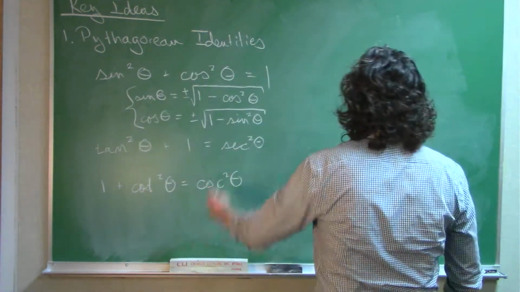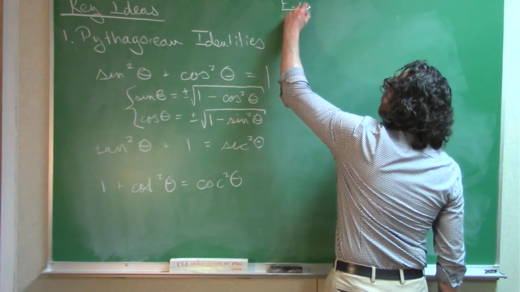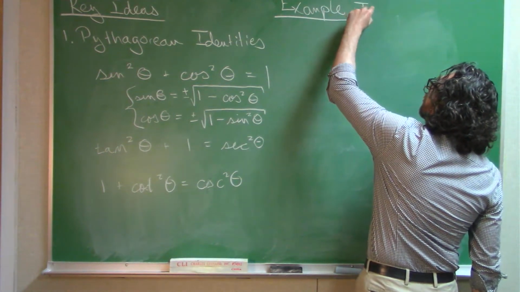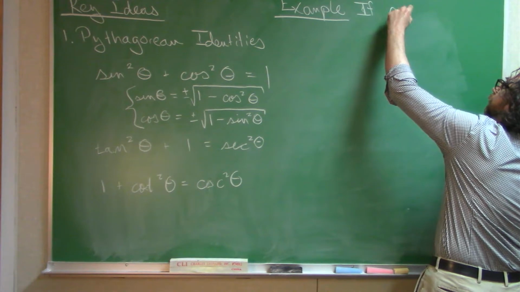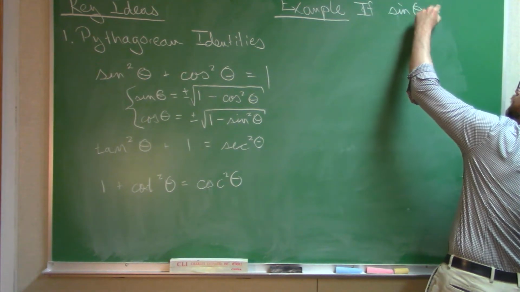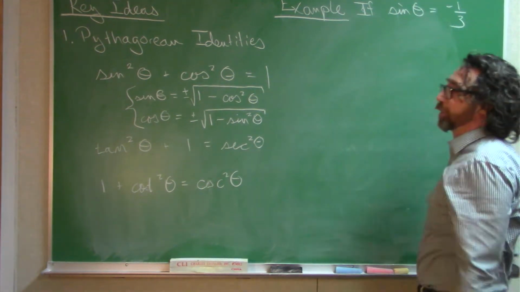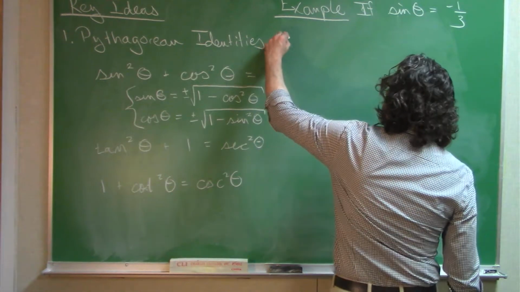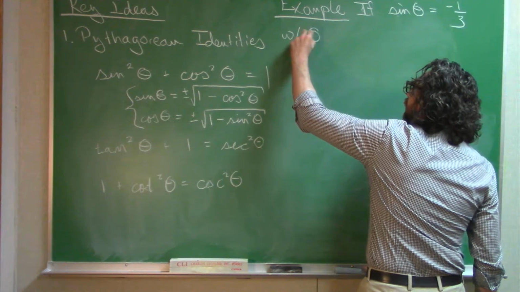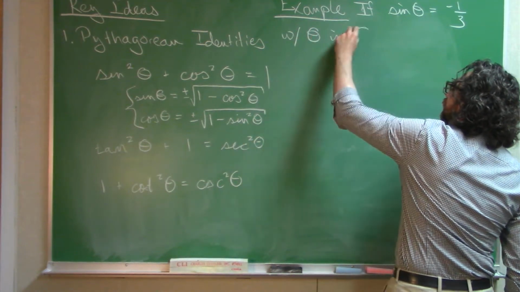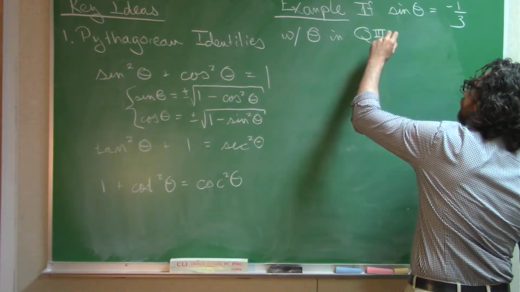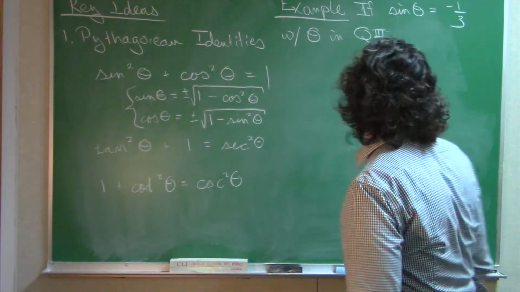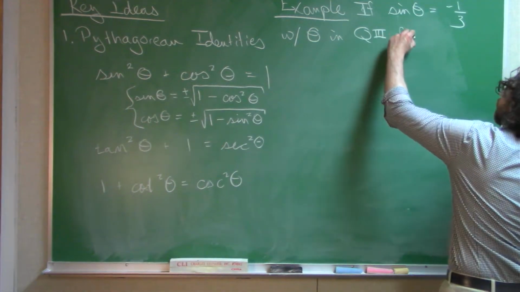Okay, let me do a quick example here. Let's say if sine theta equals negative 1/3 and theta is in quadrant 3, find cosine theta and tan theta.